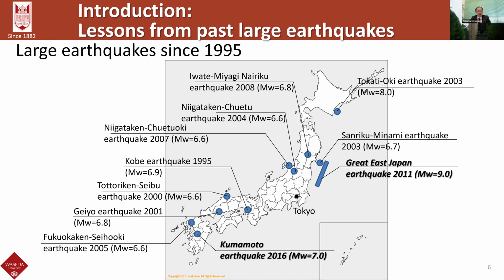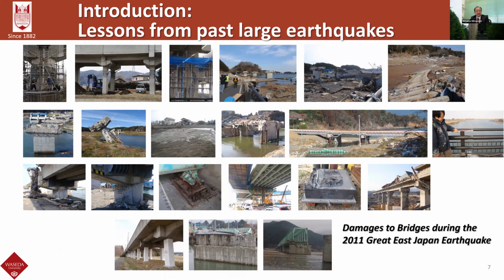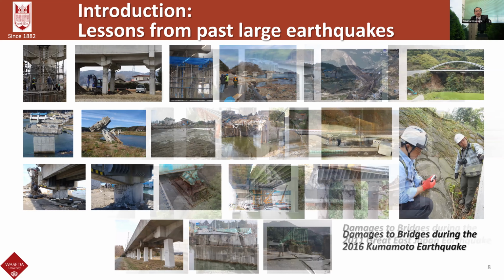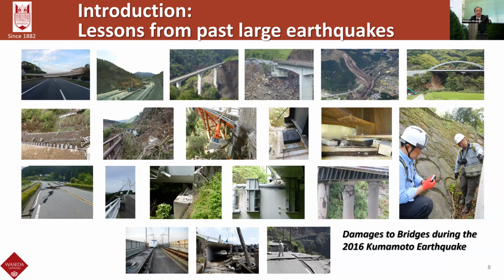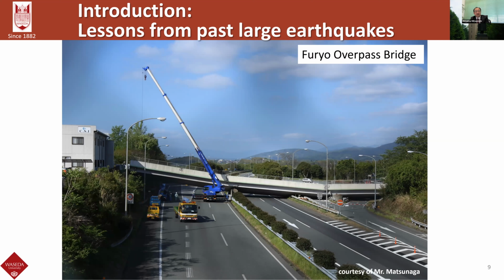Let's see what happened in the two recent large earthquakes, the 2011 Great East Japan earthquake and the 2016 Kumamoto earthquake. These are pictures taken during the field investigation conducted after the 2011 Great East Japan earthquake, and these are pictures taken during the field investigation conducted after the 2016 Kumamoto earthquake. Some as-built bridges were severely damaged and collapsed. Frio Overpass number 1, which crosses the Kyushu Expressway, collapsed, preventing traffic passage. So rapid progress must be made in the seismic retrofit program.